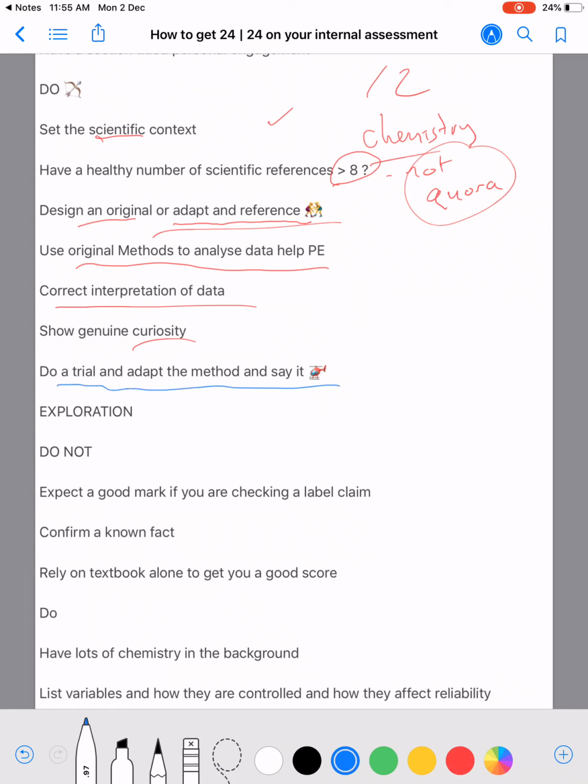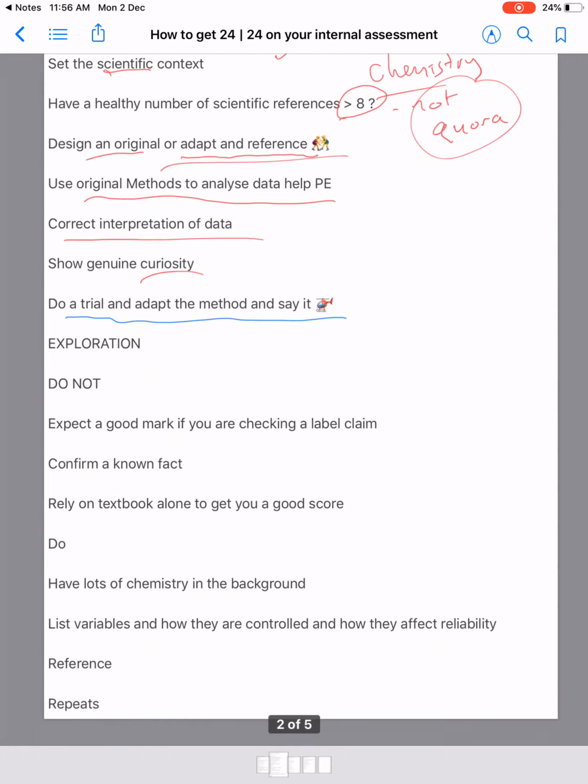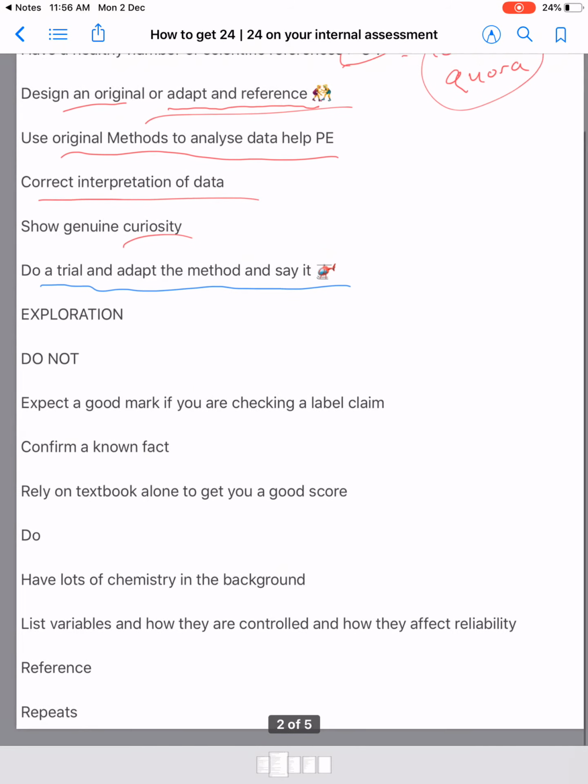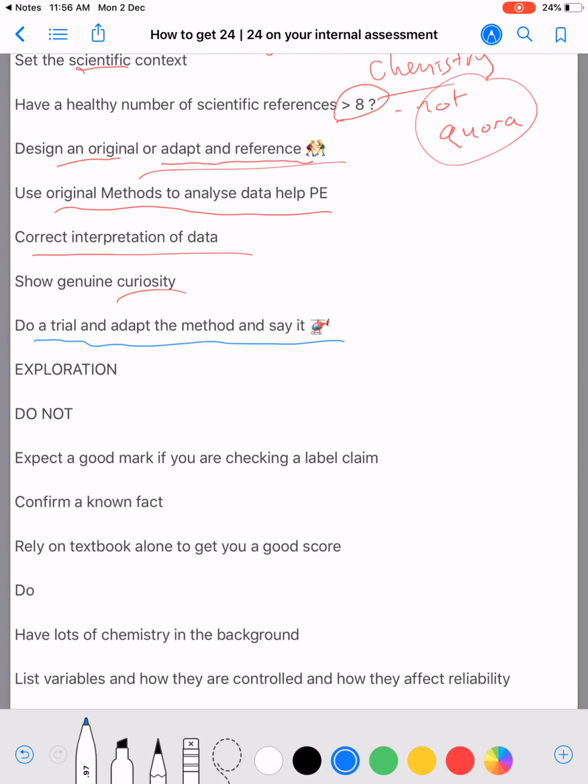So if your original method did not work, and then you said, well, it failed, I researched some more and I tried to adapt it and make it better, and that hopefully worked, that is immediate 2 out of 2 on personal engagement. So don't be shy, don't be worried that it didn't work. That's science, it often doesn't work, but a good scientist will change and explore and then try again. So if that's happened to you, put it in your IA. 2 out of 2 on personal engagement, done.